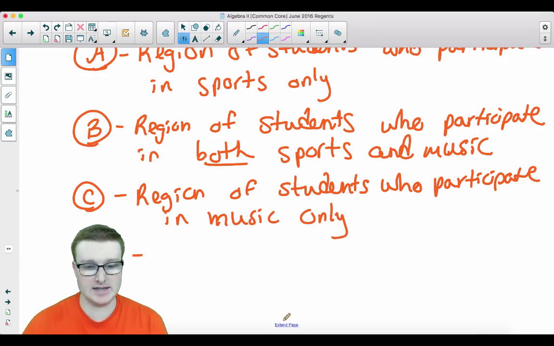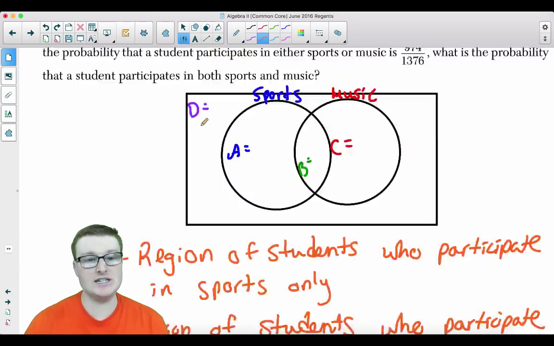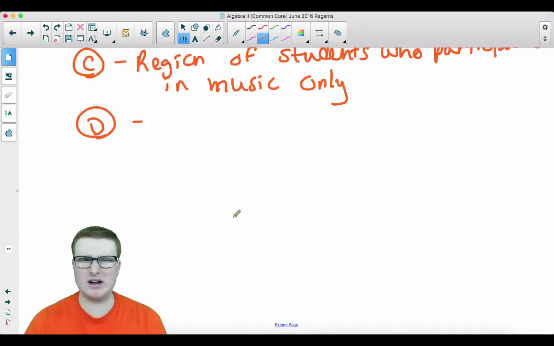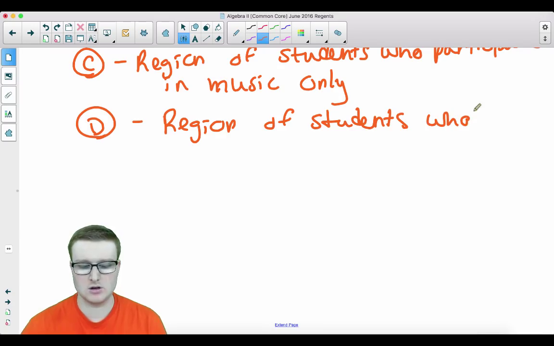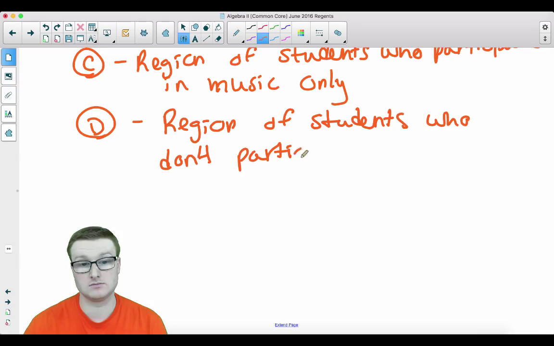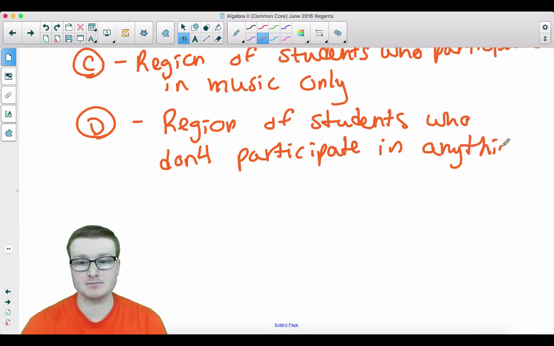And region D. Region D is the outside. Now who are those people? Well, it's the region of students who don't participate in anything. Okay? So, let's talk about this in terms of equations.